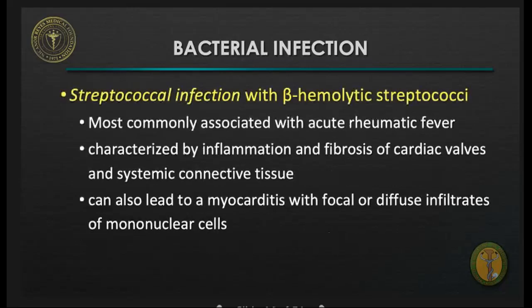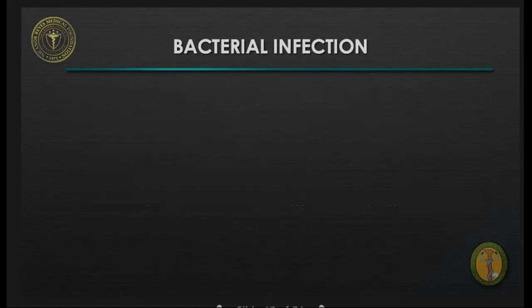Next is streptococcal infection with beta hemolytic streptococci, which is most commonly associated with acute rheumatic fever and is characterized by the inflammation and fibrosis of cardiac valves, causing stenosis and or regurgitation, as well as systemic connective tissue involvement manifesting as migratory polyarthritis, but can also lead to myocarditis with focal or diffuse infiltrates of mononuclear cells.